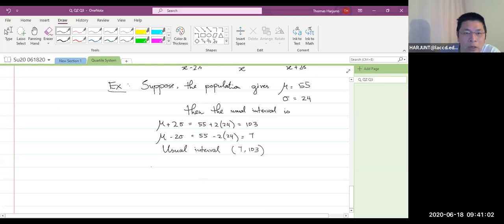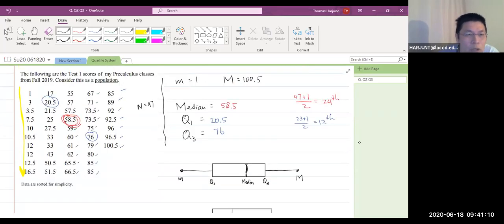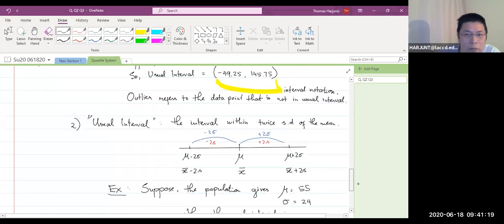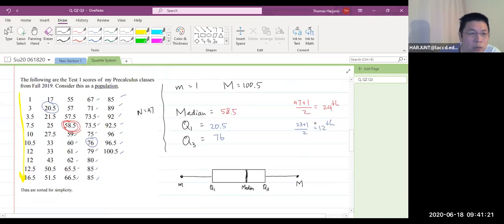Then what will the outlier be? Outlier, you compare to the data above. Which data here is not in that usual interval? Remember, the usual interval is from 7 to 103. From 7 to 103 means from here, including this, right? Now, the data that is not in that interval are the outliers. That's the outliers. Okay?